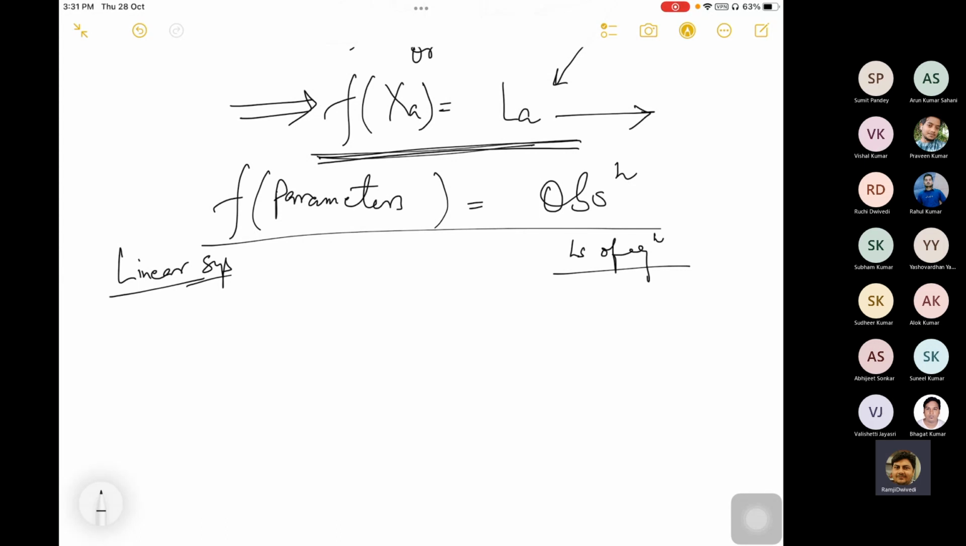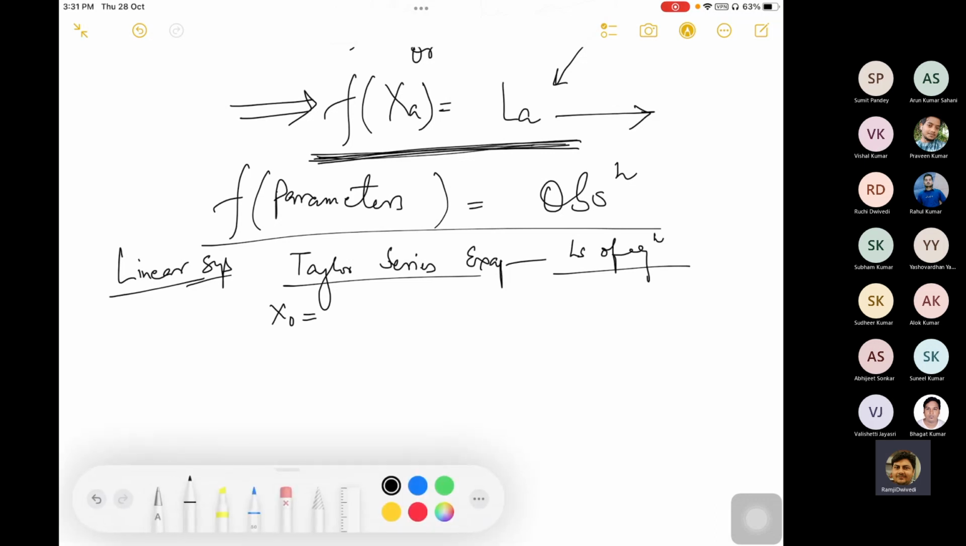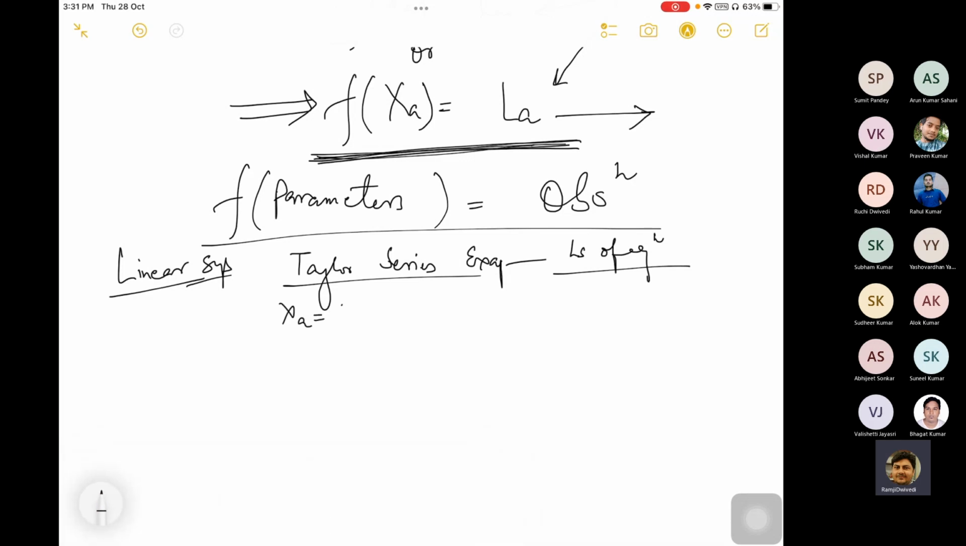So having said that, you have a model which is nothing but f(xa) is equal to la. Now, as I told you, for linearization, you will use the Taylor series expansion, which you did during error propagation. We'll go for the Taylor series expansion with respect to an initial point. We have chosen the initial point because the function is with respect to xa, so we'll choose the initial point as xa is equal to x naught and linearize it.